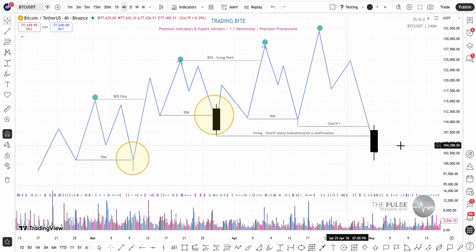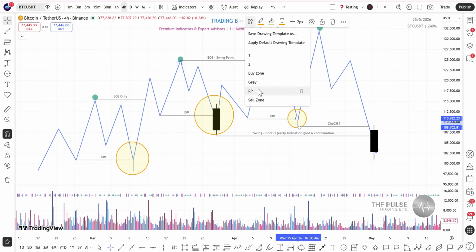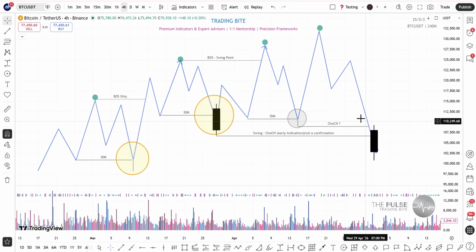A candle body must close below this point. If it's a sweep, just like here, then we will not call it a choke point or early indication for the reversal. So the candle body must close right under this swing point, under this inducement. So now this is our early indication for the reversal.